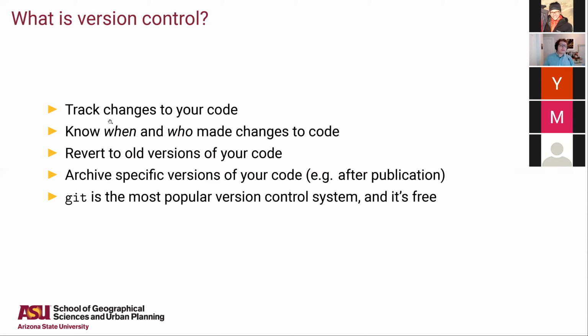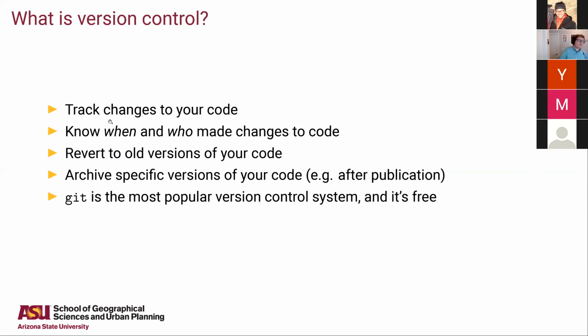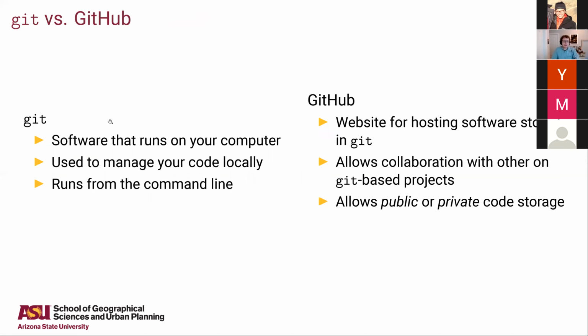Or if you, for some reason, need to revert to an old version of your code, like if you've developed some code, you've published a paper based on it, you've kept developing it, and then somebody wants to reproduce the results from your paper, you want to be able to get back to the exact code you were using in that paper, similar to archiving the specific versions of your code. Or if you've made some changes that you realize actually weren't a good idea and you want to get rid of them, that's another good reason to use version control. And Git is the most popular version control system out there, and it's free. So that's the one I'll be talking about today.